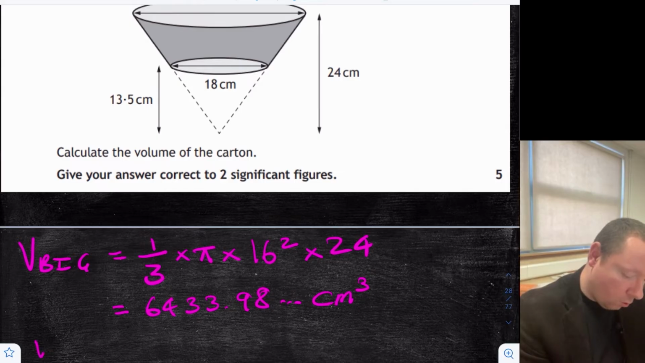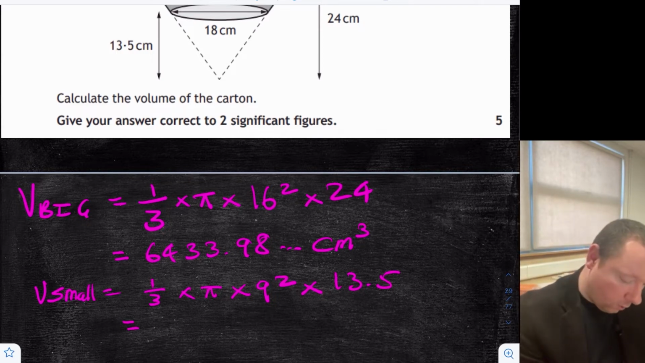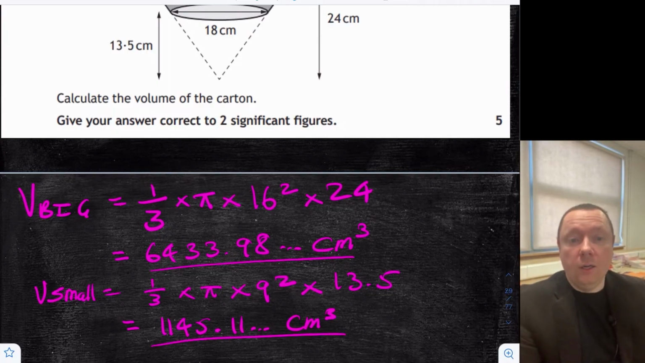Now we do the small cone. The volume of the small cone is 1/3 times pi times the radius, which is 9, half of 18, squared, times the height of the small cone, which is 13.5. We put all that in our calculator and we get 1145.11 and a bunch of other numbers, centimetres cubed. So that's two answers for 2 marks. And then we get a mark for knowing that we need to take away.